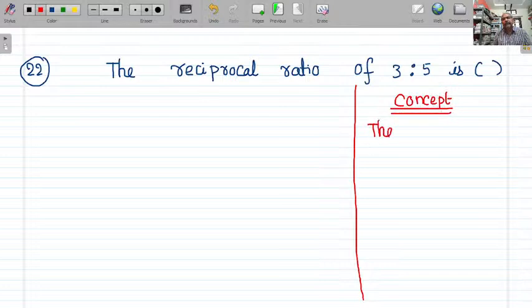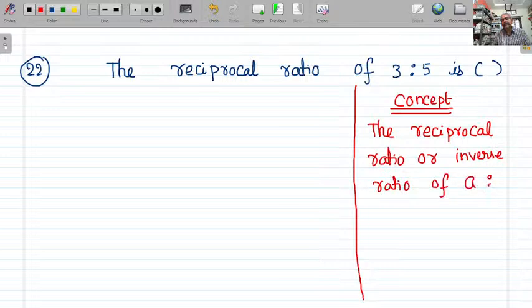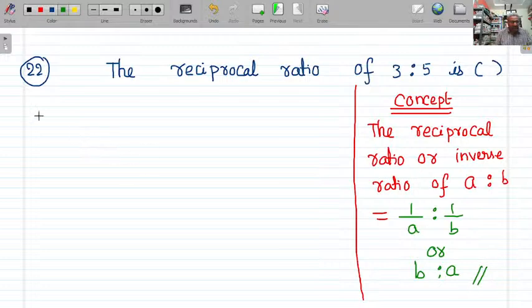The reciprocal ratio or inverse ratio of A is to B is equal to 1 upon A is to 1 upon B, or you can write B is to A. So now the solution we can write: 1 upon 3 is to 1 upon 5.